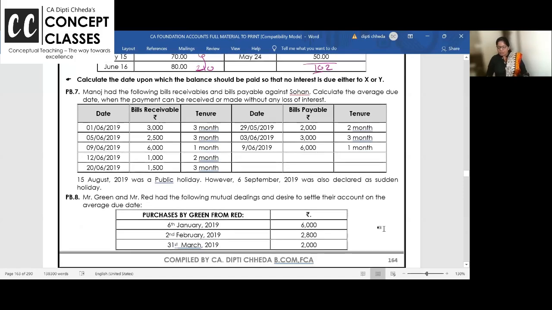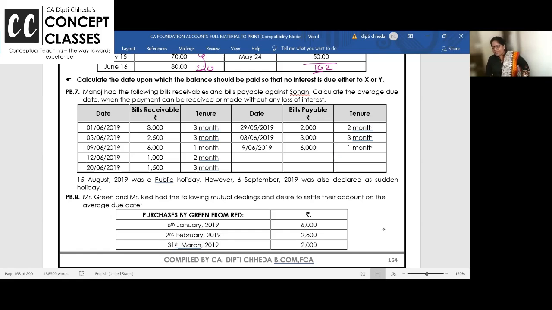Seventh problem we are doing now. Manoj has the bills receivable and bills payable. Calculate the average due date. Again same. Bills receivable and bills payable के लिए date is given. Okay. And 15th August is holiday, 6th September is holiday, tenure is given. So first you have to calculate due date. And they didn't say ignore grace days. So आपको grace days भी लेना है. And you have to remember that 15th August is holiday and 6th September is also holiday. Ma'am, why holiday? We don't know. Holiday is holiday. Take one day prior.